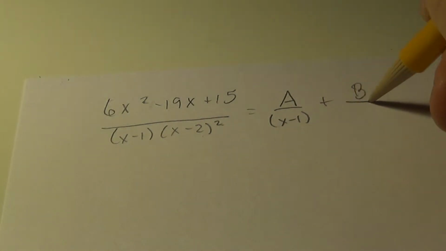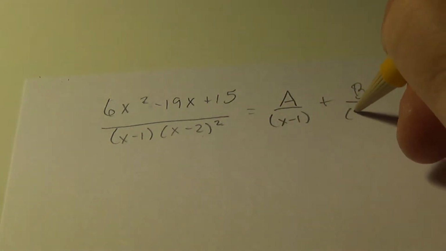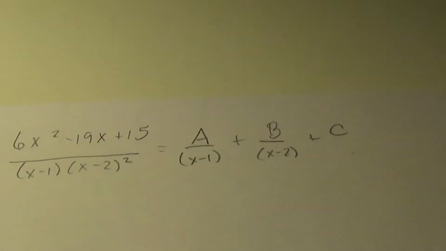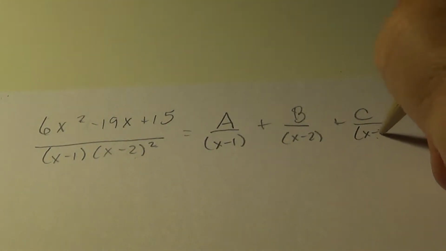But when we get to this, we need to use first this factor appearing once in the denominator, and then we're going to use it appearing twice in the denominator. So that's a little different. So let's see how the A, B, and C will work out.